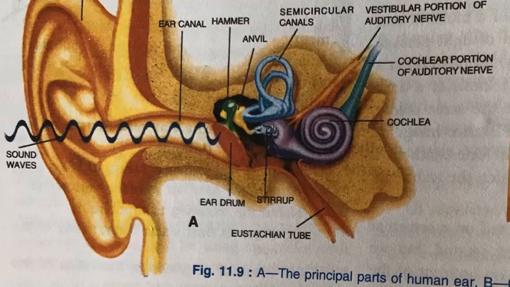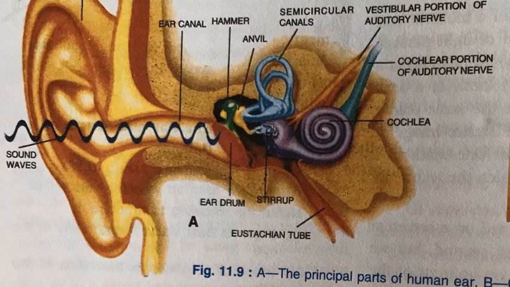Now to continue with the sense organs, today we come to the last part and we are going to talk about the ear, which is an organ for hearing and body balance. Now the ear is made up of three main divisions: the outer ear, middle ear and the inner ear.